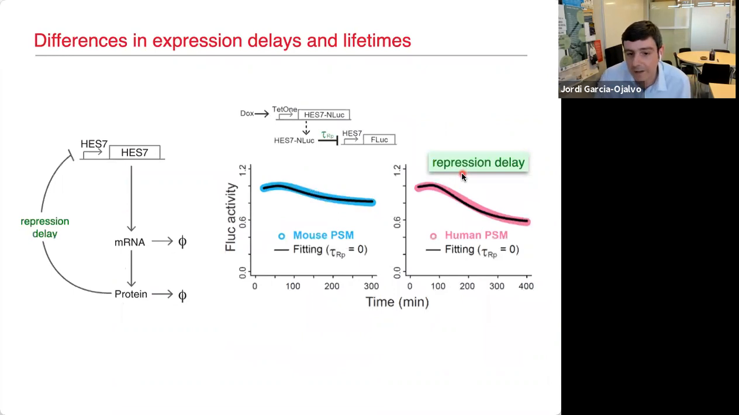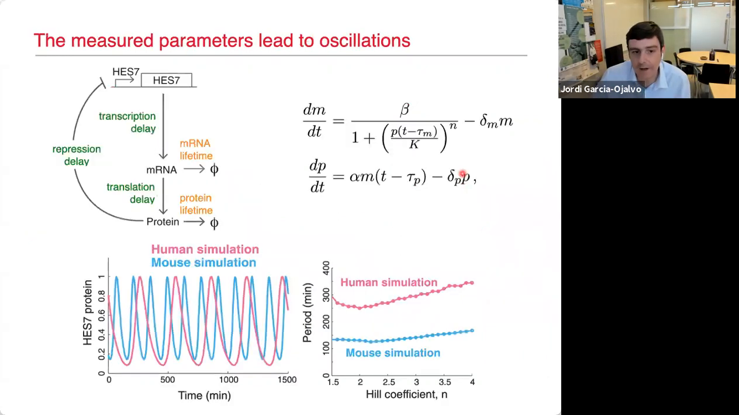So what we can do is take these parameters that we have measured and put them together in a full model of the negative feedback loop, okay? We introduce all the parameters that we have measured in the model, we simulate this model, and we do obtain a clear difference in the period between the human and the mouse. This is the Hill coefficient. It doesn't really matter, but you can see that there is a large range of Hill coefficients in which we have the same reasonable difference between human and mouse periods, okay?